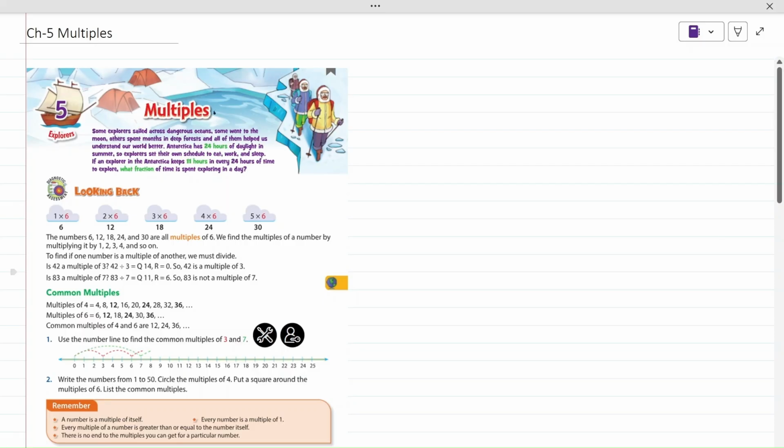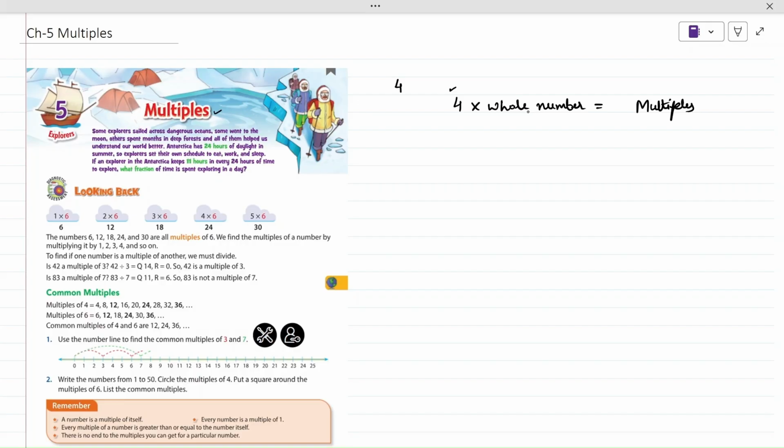So what are multiples? Multiples are the numbers which are obtained by multiplying that number with any whole number. What I mean here is that if I want to take the multiples of 4, then we have to multiply this 4 with a whole number. So I am writing: multiply 4 with the whole number to get the multiples. This is the simple definition of a multiple. Given a number, multiply it with the whole numbers and get the multiples.